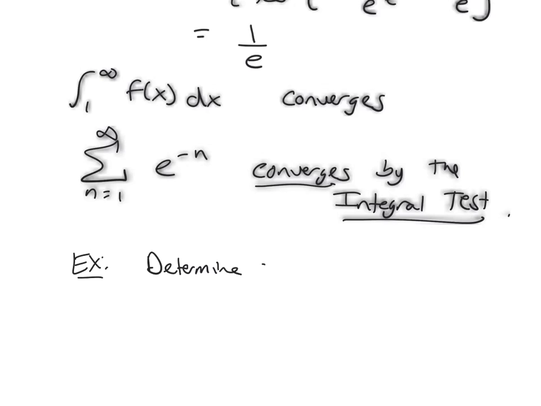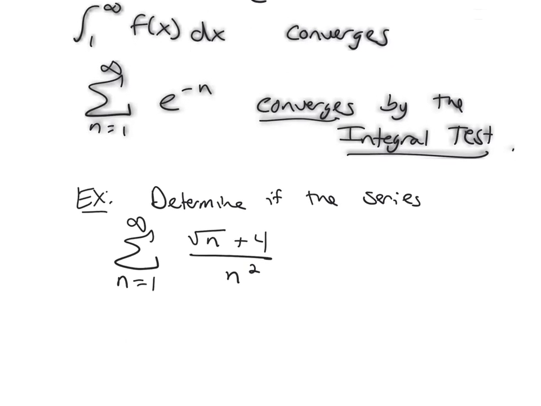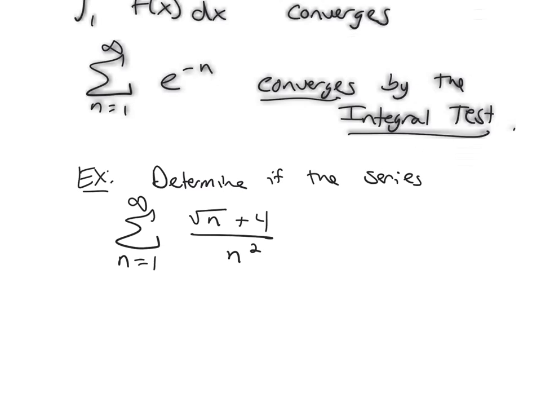Determine if the series, n equals 1 to infinity, of square root of n plus 4 over n squared, converges or diverges.